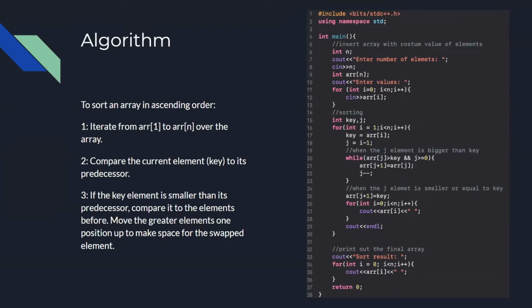And if you want to make it ascending, as you can see from the code, then the j element of the array needs to be bigger than the key, which is the i element of the array, which is like the second element. So j is the first element, i is the second element. And if you want to do descending, you can just change the operation symbol to smaller than the key, and then it will work just fine.